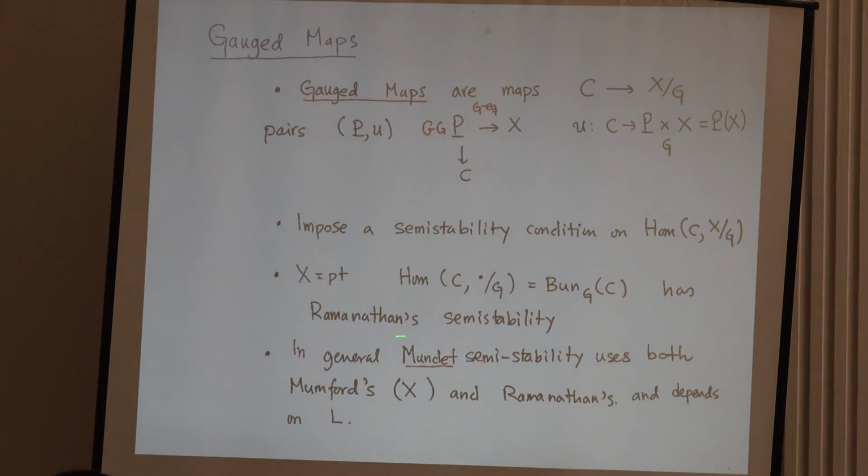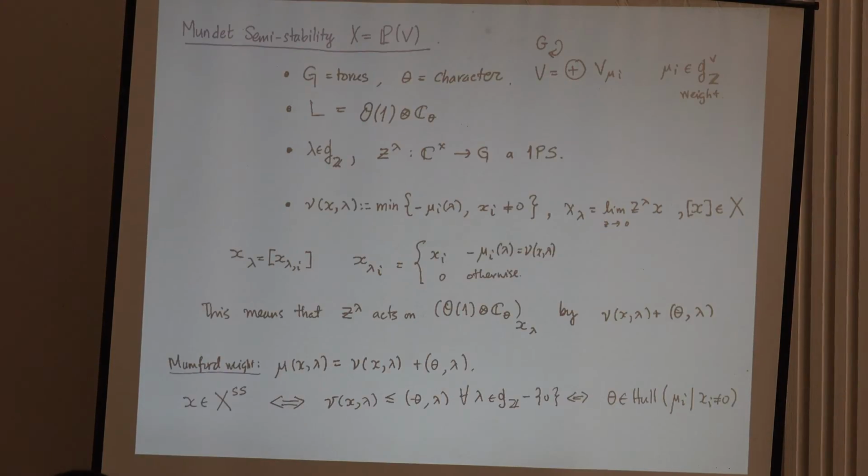And then for the general semi-stability condition that I am going to use, I am introducing Mumford's semi-stability for the target, as well as this Ramanathan semi-stability. And we call that Mondet semi-stability because Ignacy Mondet introduced this semi-stability condition in the case of symplectic manifolds. And so this is where we got the idea. And this depends on the linearization that I took for the beginning. So let's actually remember how this works.